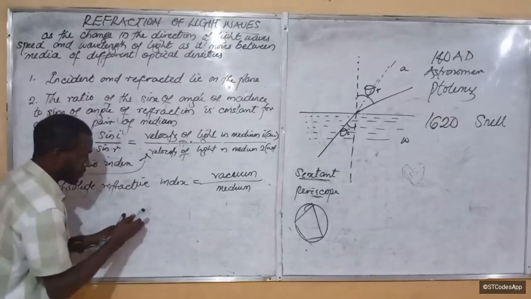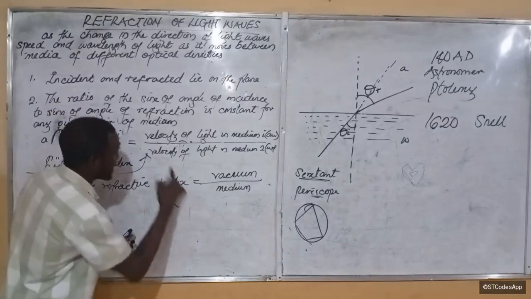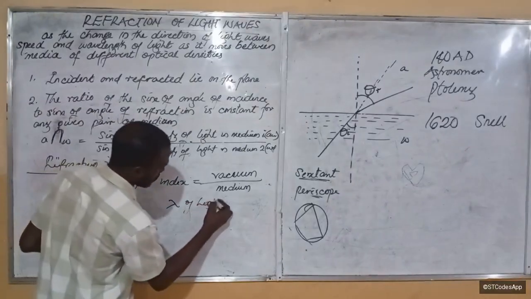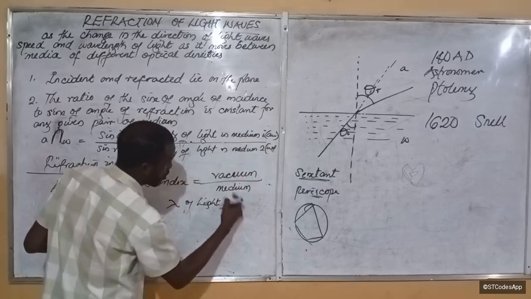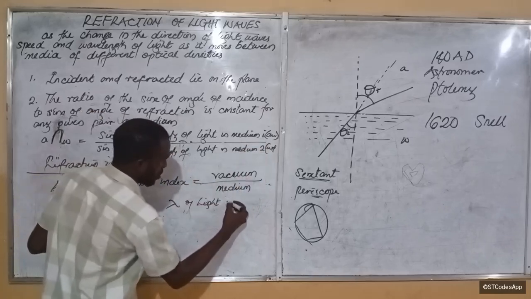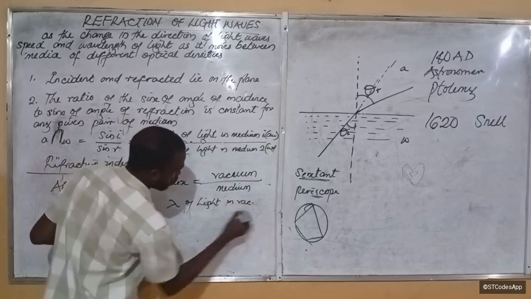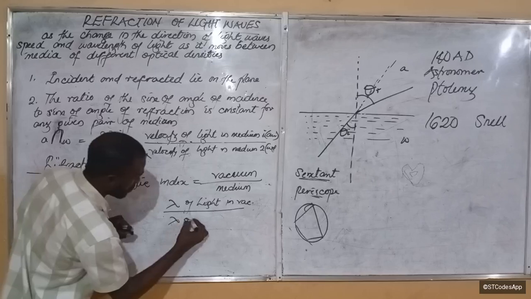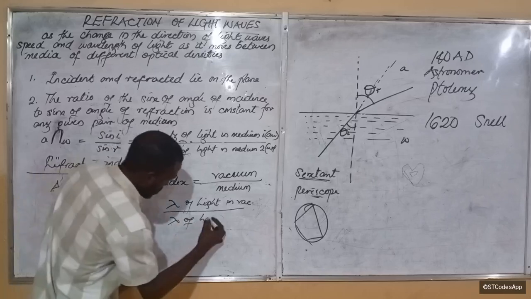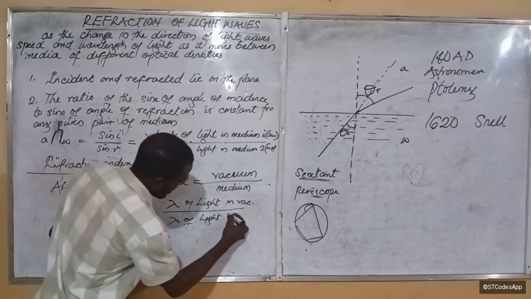Or wavelength of light. That's another formula for refractive index. So, for absolute refractive index, it is the wavelength of light in vacuum over the wavelength of light in the medium.